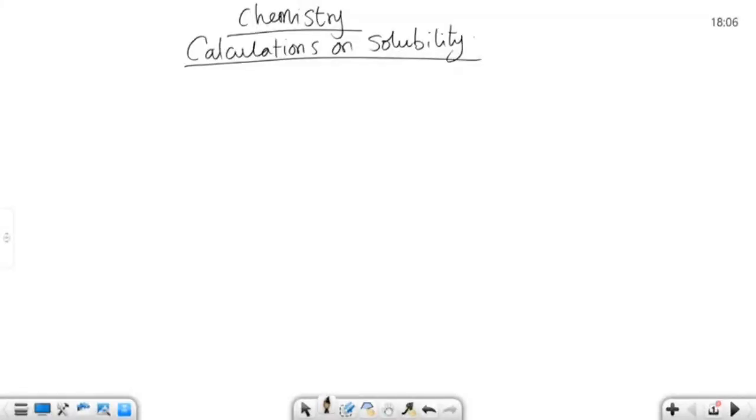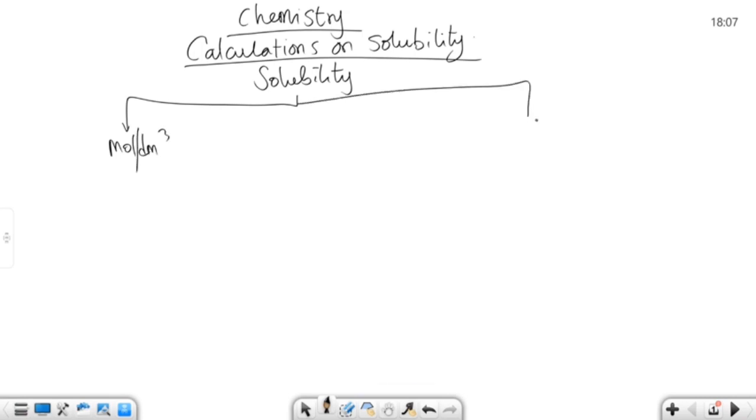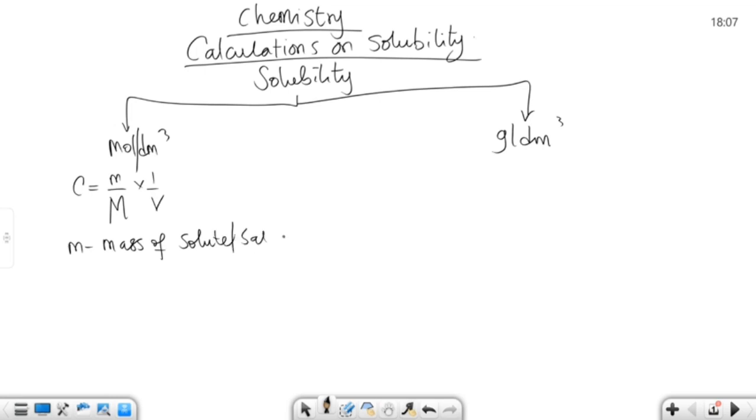Okay, now let's look at calculation on solubility. Solubility can be calculated in mole per dm³, or it can be calculated in gram per dm³. For mole per dm³, the formula for solubility becomes C equals m over big M times 1 over V. Where small m represents the mass of the solute or the salt, and big M represents the molar mass of the salt.